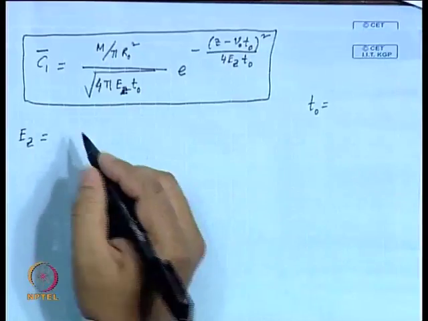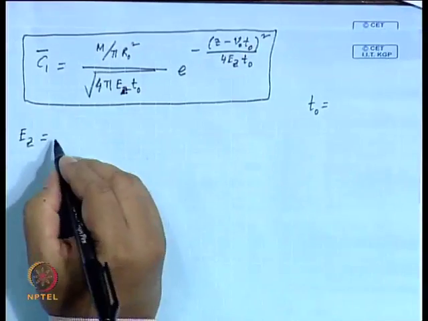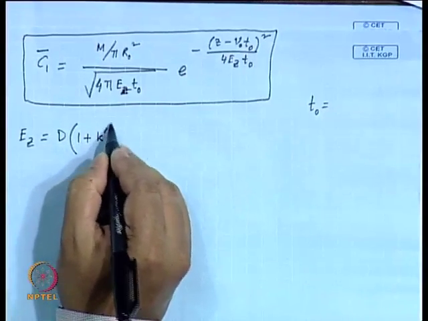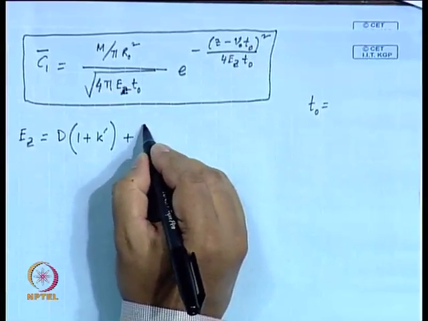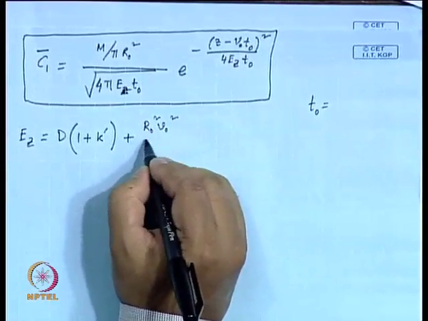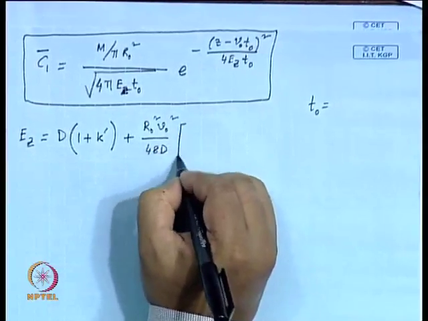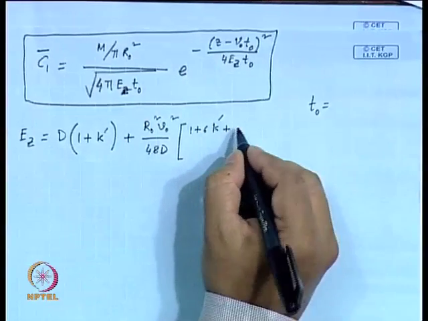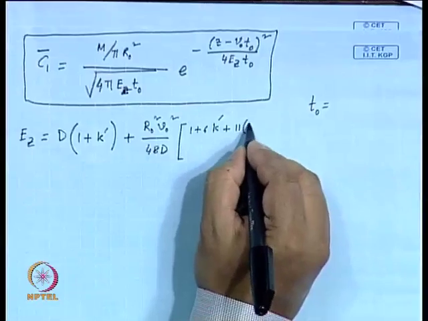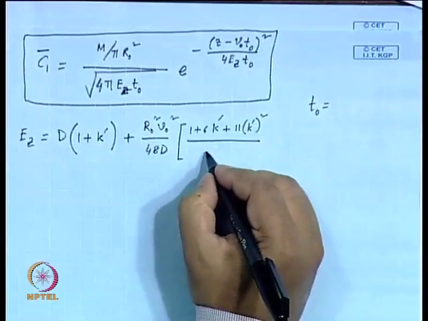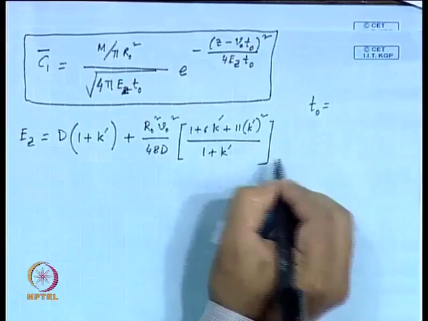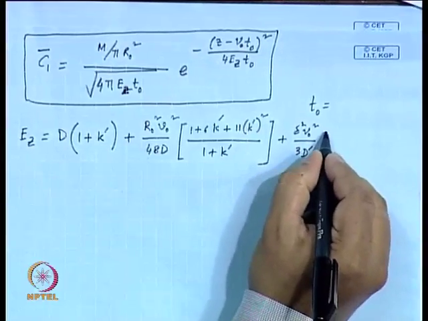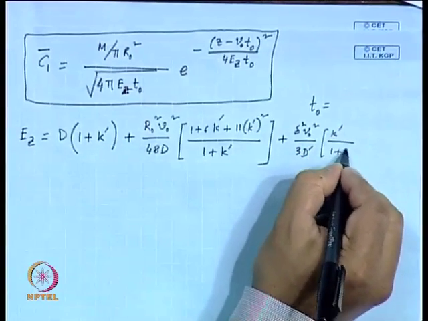So they have written EZ as the sum of three terms: D into 1 plus k prime, plus R0 square V0 square by 48 D into 1 plus 6 k prime plus 11 k prime square, divided by 1 plus k prime, plus delta square V0 square divided by 3 D prime into k prime divided by 1 plus k prime.